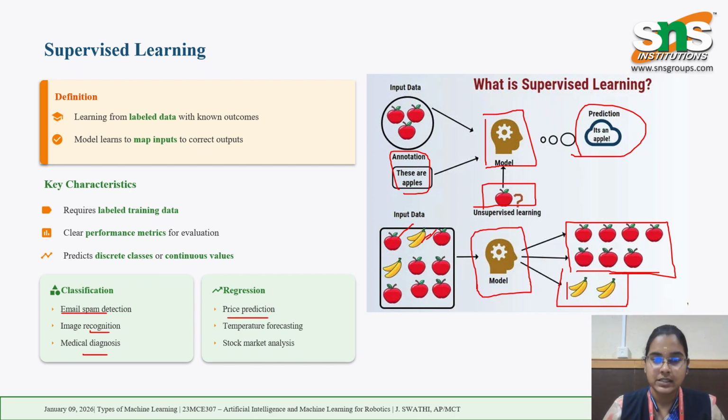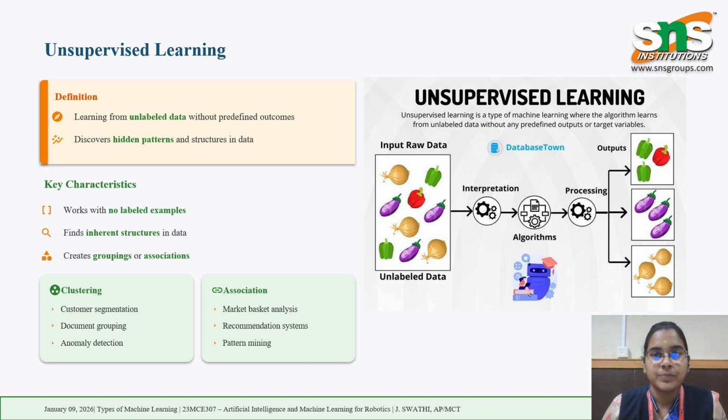Regression is used for price prediction, temperature forecasting, and stock market analysis. So now coming to unsupervised learning. Kindly note that previously I mentioned that these are apples; I have labeled them. Now in unsupervised learning I have given a bunch of vegetables here, but I am not mentioning any of their names. So I have given the data. It is unlabeled data. I am giving the algorithm.